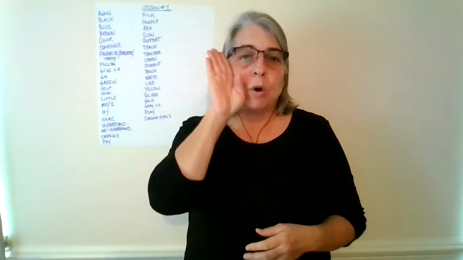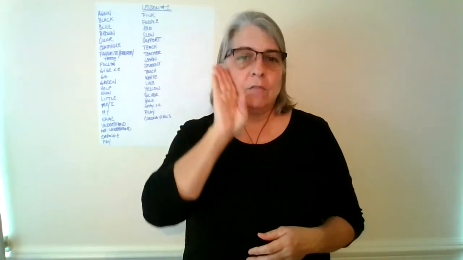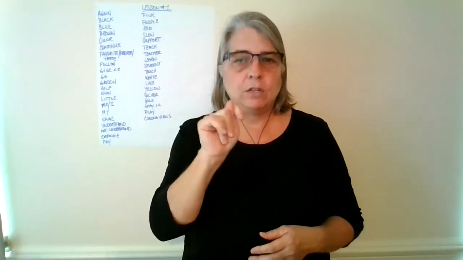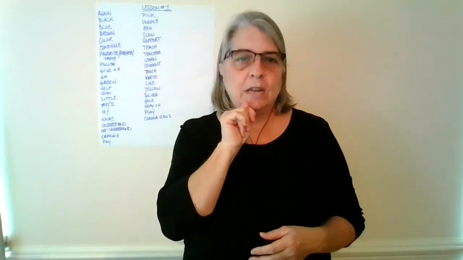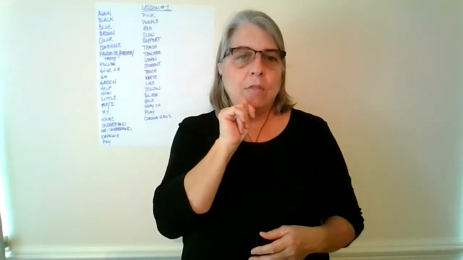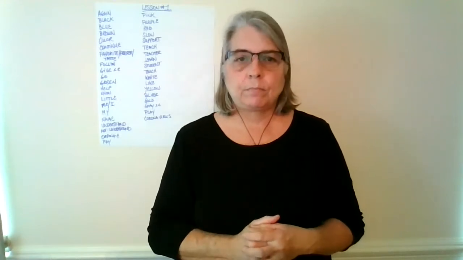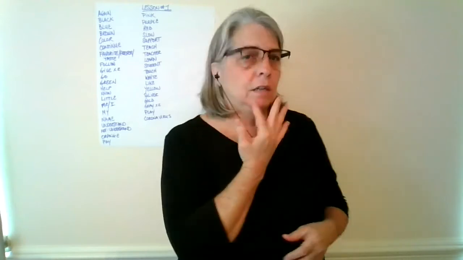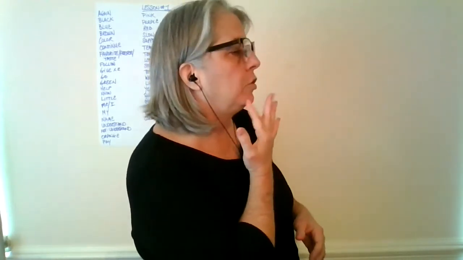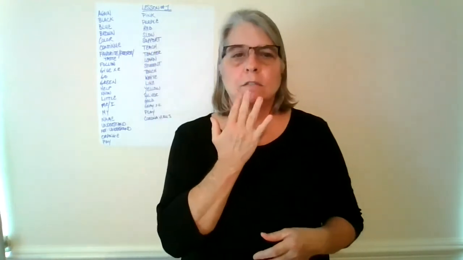The next color is brown. It's a B going down the side of your face. And I taught you tan was a T also going down. Tan is like tanning out in the sun, or tan the color. The next sign is color. Color touches the bottom of your chin.